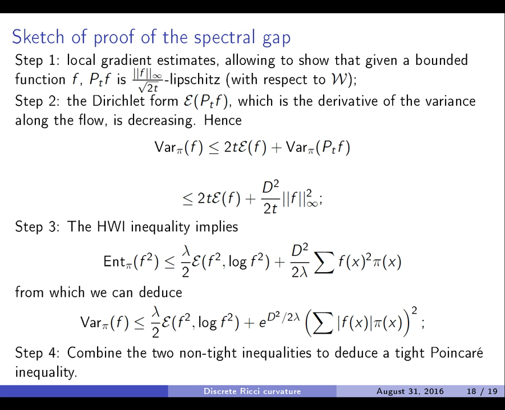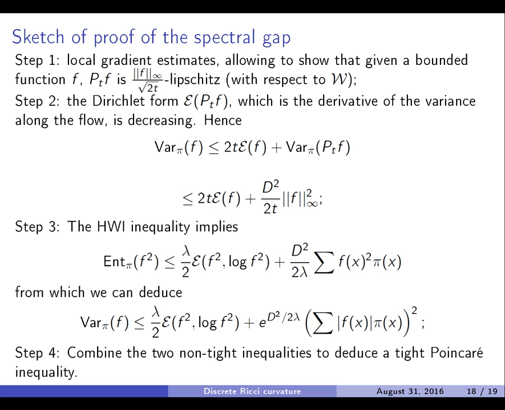Okay, just a quick sketch of the proof for what's going on for the spectral gap. So the first step of the proof is a kind of local gradient estimates, kind of like Harnack inequalities in the continuous setting, that show some instantaneous regularization. If you look at a bounded function, and Pt here is the heat flow, then after some time t, bounded functions become Lipschitz. And the Lipschitz constant only depends on the bound on your function and on the time. This is with respect to the curly W distance.